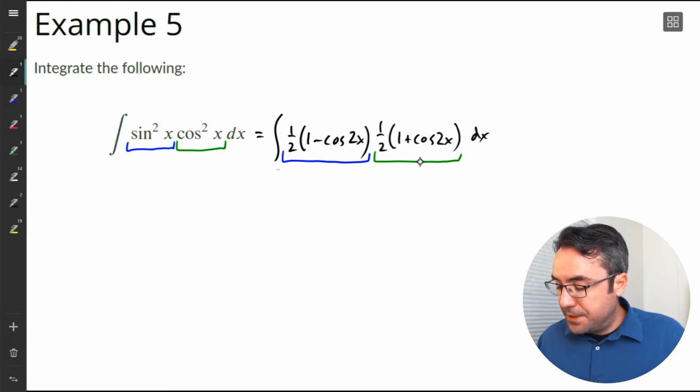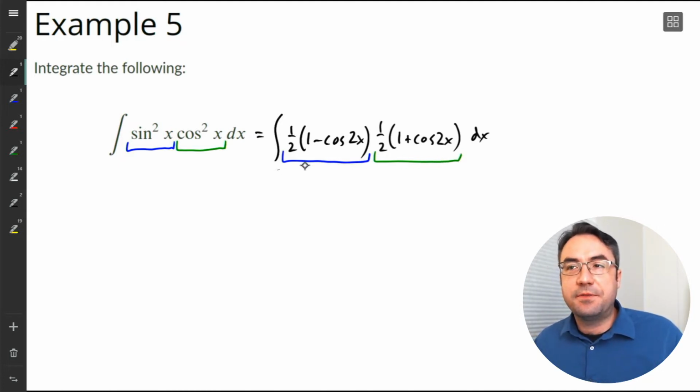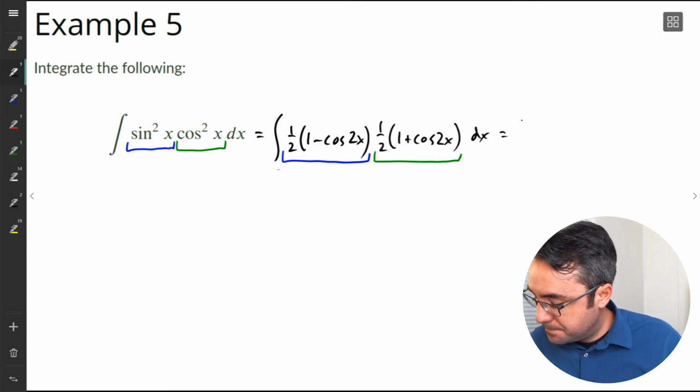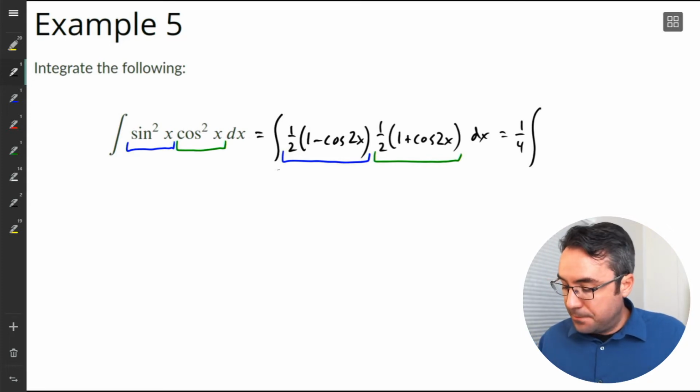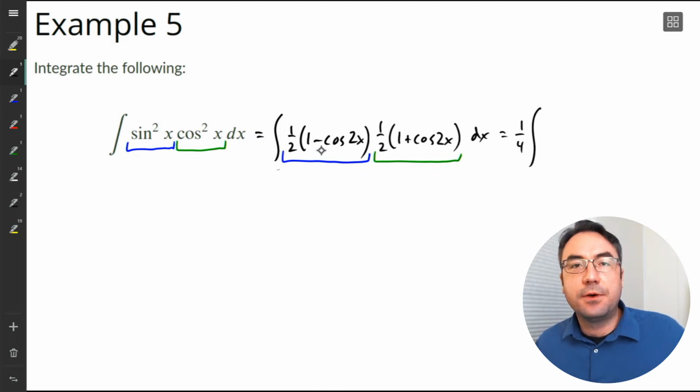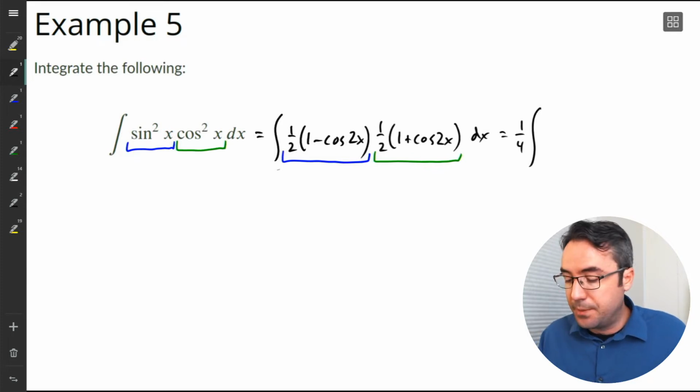Now, where things become a little more difficult is now we have all this multiplication, and we actually have to go through and do the multiplication. So let's work it out. And we have a 1/2 and a 1/2 here. So it'll help to just get those outside of the integral, multiply them together, and combine them into a 1/4 and get it out in front. Now, let's see what happens when we multiply those 1 minus cosine 2x and the 1 plus cosine 2x out.